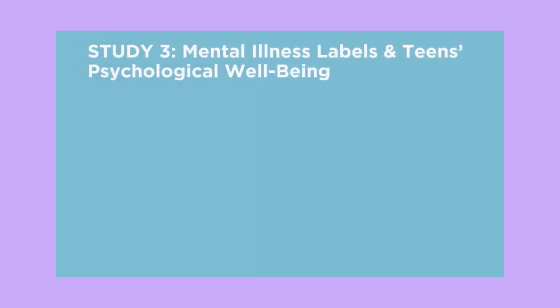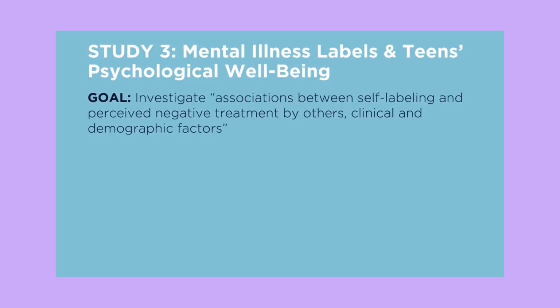Our last example is about self-labeling among adolescents with mental disorders, or the impact of mental illness labels on teens' psychological well-being. According to the article, the goal of this study was to investigate associations between self-labeling and perceived negative treatment by others, clinical and demographic factors. The researchers had the hypothesis that many teens wouldn't self-label, and those that did would have worse psychological well-being. The researchers combined methods to test this hypothesis.